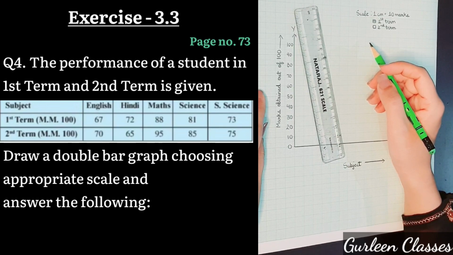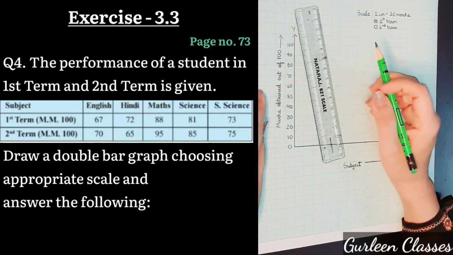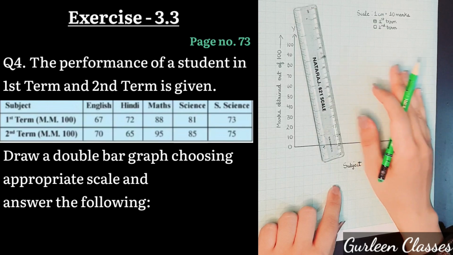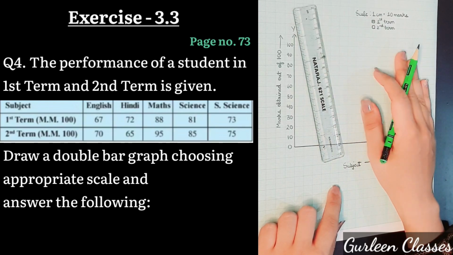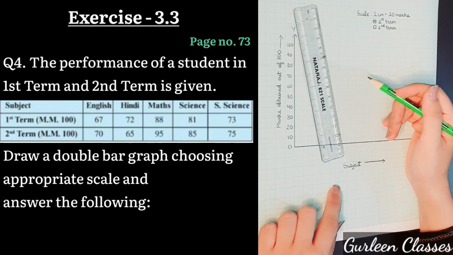First of all, let us draw the double bar graph. Students, for drawing the double bar graph we require a scale, pencil and the graph copy. You have to draw this graph on the graph paper, then cut it out and paste it in your maths notebook after writing the question.